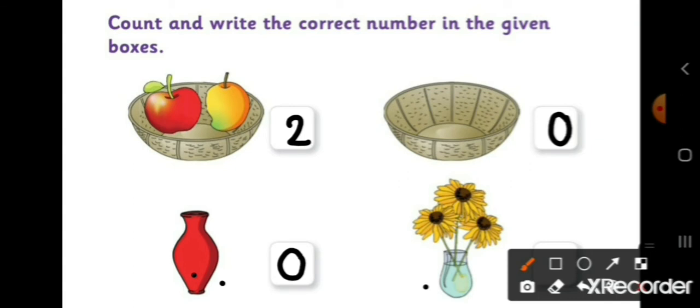Now see the second vase. How many flowers are there in this vase? Let us count. 1, 2, 3. There are 3 flowers. So we will write number 3 in the box.